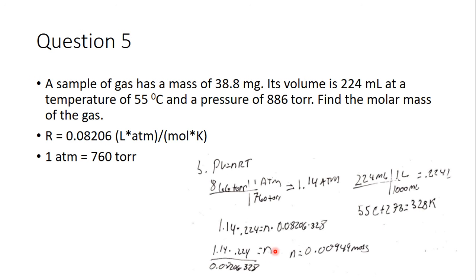That's here. Solve for n, and I get 0.00949 moles. And I forgot to do the last part here, but to find the molar mass, you would take your mass in grams, which is 0.0388 grams, divided by the number of moles you have, and that will give you molar mass.